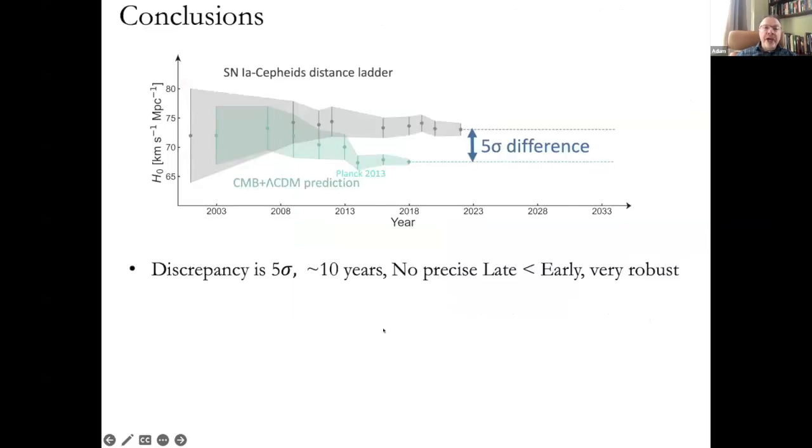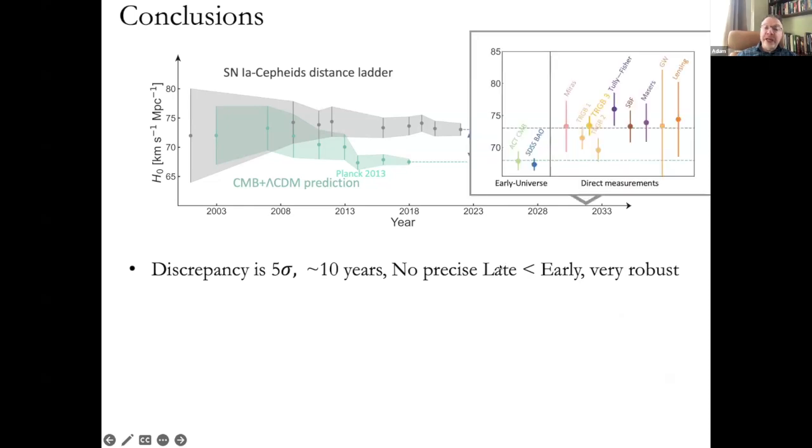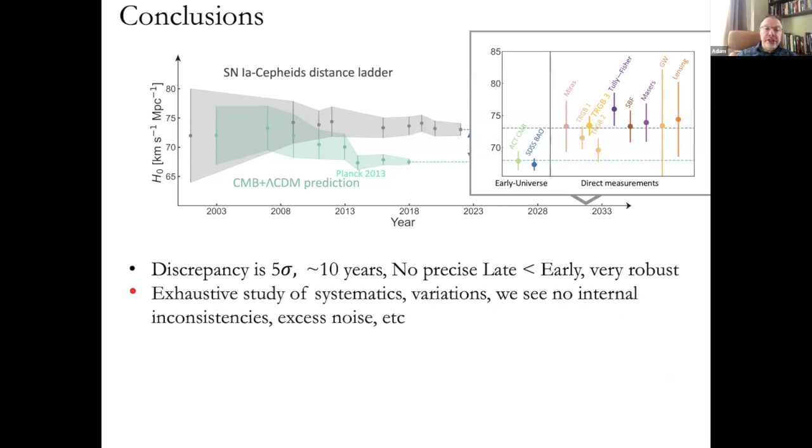So where are we? Well, I'm at my conclusion. So where I am is that this discrepancy of the Hubble tension has lasted now at least 10 years. It's at least five sigma. A very interesting way to look at this is just simply that there are many precise late universe measurements, and they all come in on one side relative to the early universe measurements. So I think this is a very robust conclusion at this point.